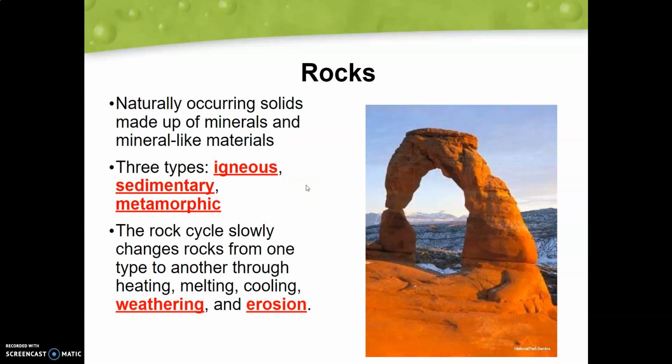So the rock cycle slowly changes rocks from one type to another through different methods. It can be heating, melting, cooling, weathering, and erosion. Weathering and erosion is kind of like breaking down that material. So this is how rocks are formed.